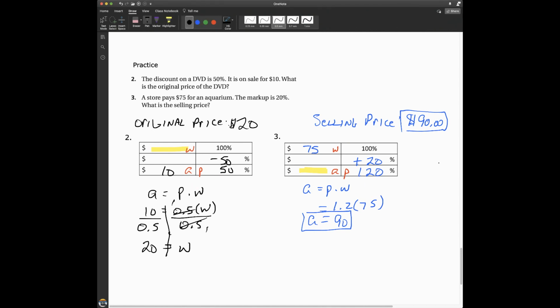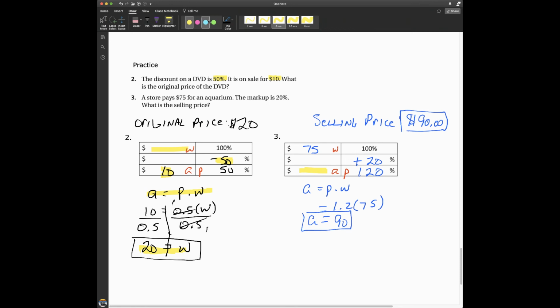And you can see the work that I did. So for the first problem, a discount is 50%. That's what I put in here. It's on sale for $10. That's what we have here. What is the original price? That's what we need to find. And so I used the percent equation. I put my values in and I crank out a number. I get W equals 20. So what does that mean? That means the original price was $20.